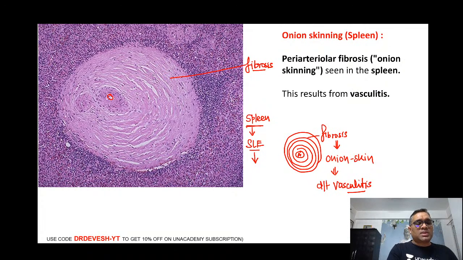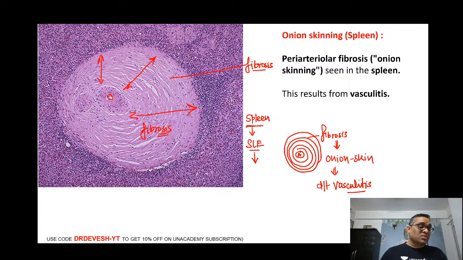So at that point we have to remember that in the spleen, you will see onion skin lesion in the SLE patient. Spleen onion skinning is seen in SLE patient, and this onion skinning is because of the blood vessel inflammation around the arteriole. Because of inflammation there will be more fibrosis, and you can see all these are fibrotic areas. This entire width I am showing you, this is all fibrosis. You can see eosinophilic structure. So this is the fibrosis around the arteriole.